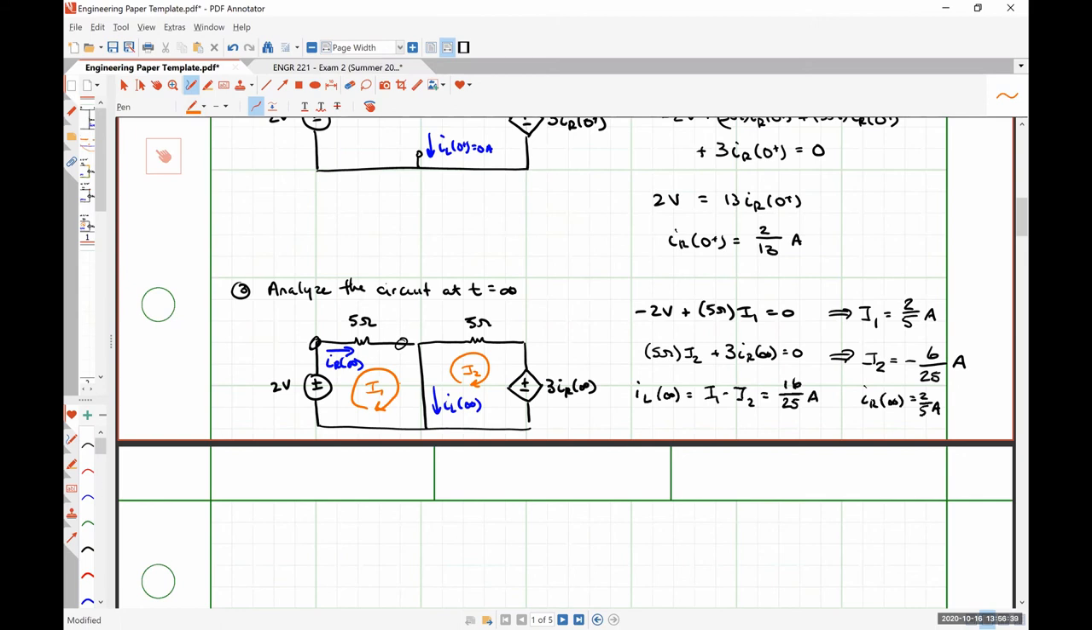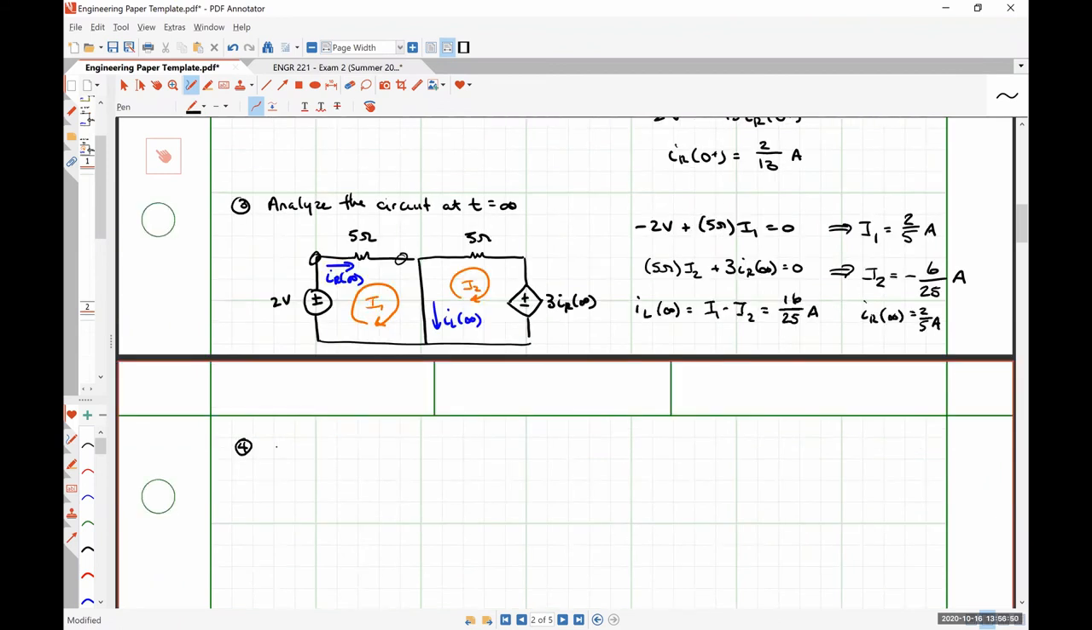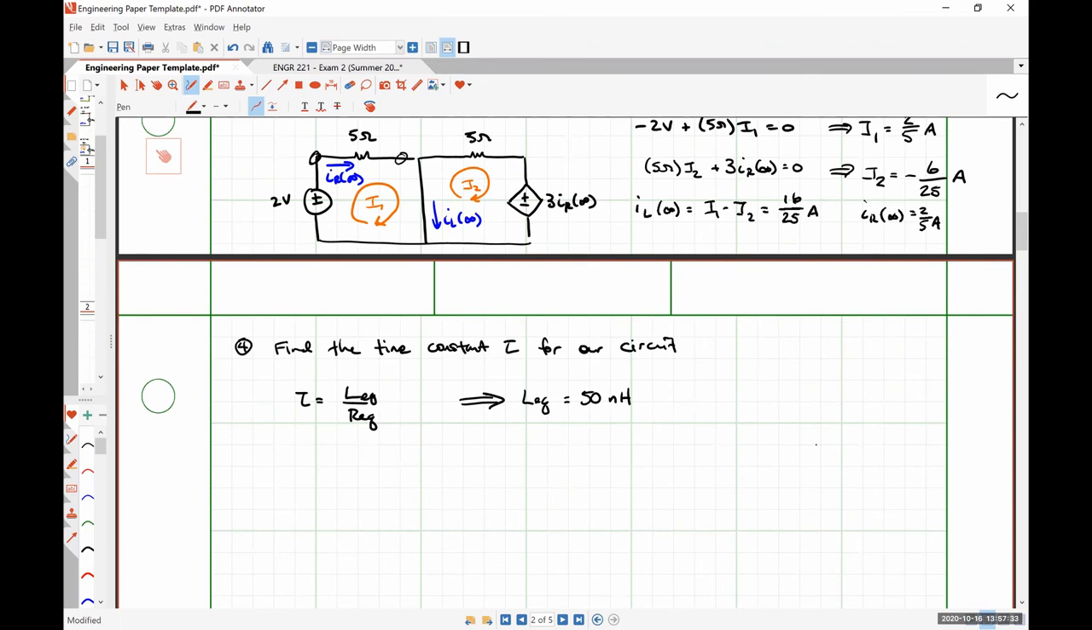right? Okay, so step 4 is to find the time constant for our circuit. This is an example of an RL circuit. And so tau is defined as the equivalent inductance divided by the equivalent resistance, where our equivalent inductance, LEQ, is going to be what? 50 nanohenries, the only inductor in the circuit, so it can't be anything else. That's pretty easy. All right, now we need to figure out REQ, okay?